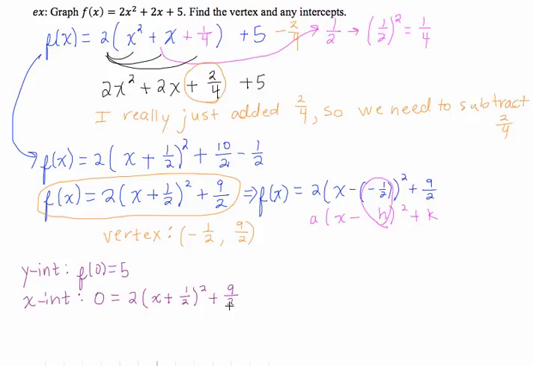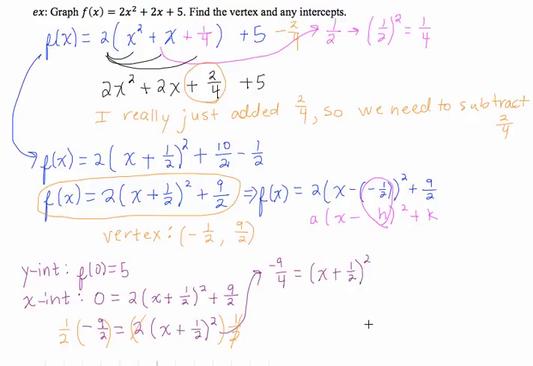And solve this. So I'm going to move the 9/2 over. So we'll have negative 9/2 equals 2 times x plus 1/2 all squared. And we need to isolate the squared part. So I need to divide both sides by 2, or actually it's a little easier to just multiply both sides by 1/2 to get rid of that 2. So we get negative 9/4 equals x plus 1/2 all squared.